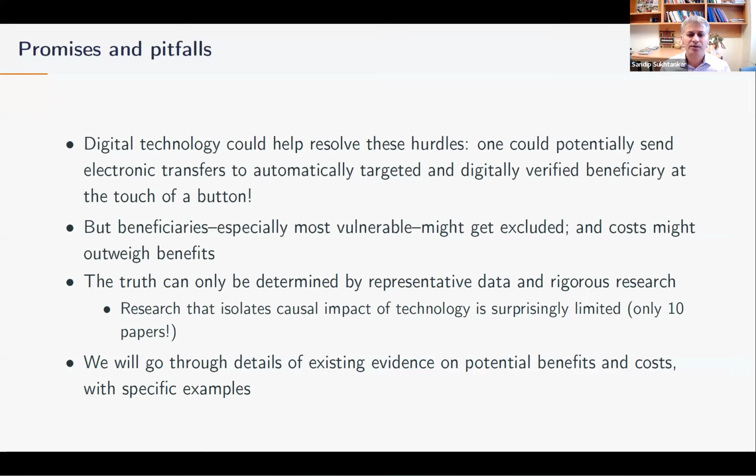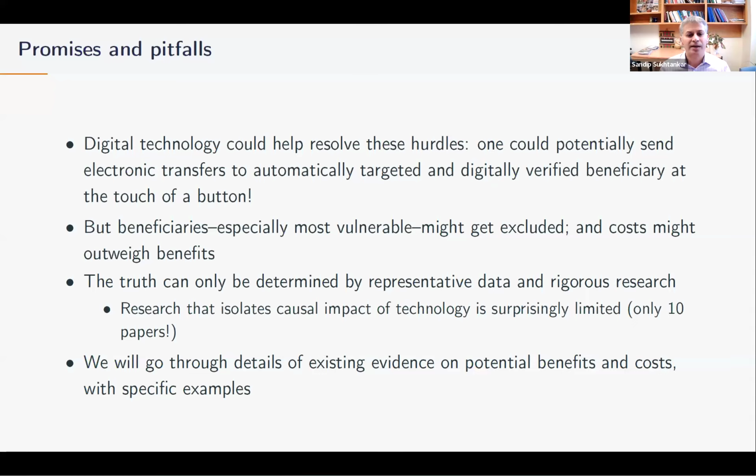Now, which is true, whether the promises outweigh the pitfalls, that's only going to be determined by research, by using representative data, using rigorous methods of research. And this struck me when I first started writing this paper, and it's still sort of true. There is just incredibly little rigorous causal research on these topics.